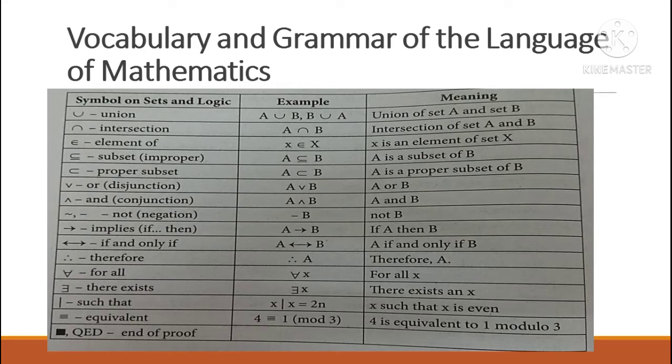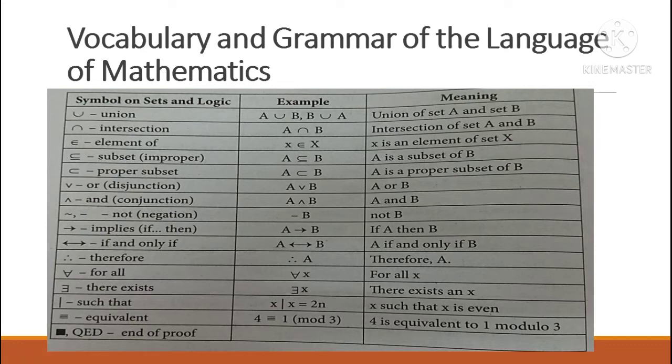we can easily write about things, sets, functions, and some others using the language of mathematics. So, the following summarizes the commonly used vocabulary and grammatical rules in mathematics. So, we have these symbols for sets and logic, an example, and the meaning. Naka-separate naman siya, di ba? So, as you can see here, this is the symbol of union.